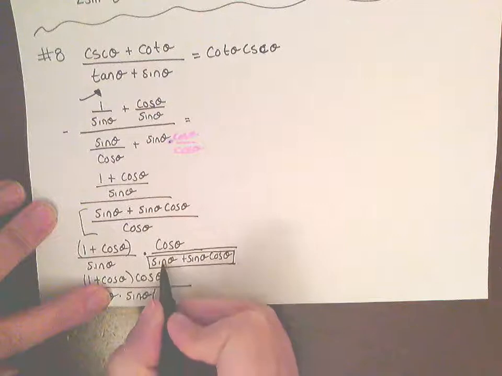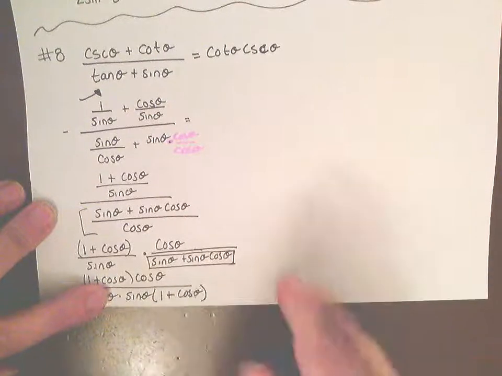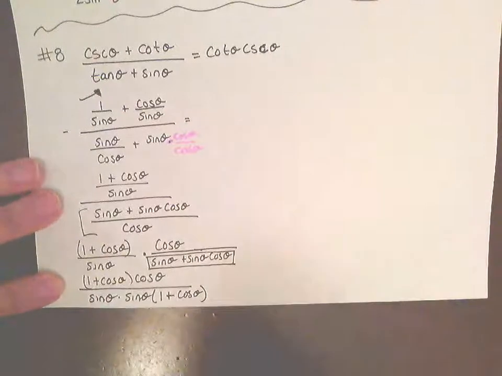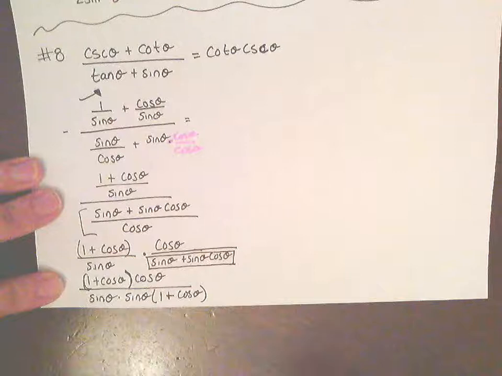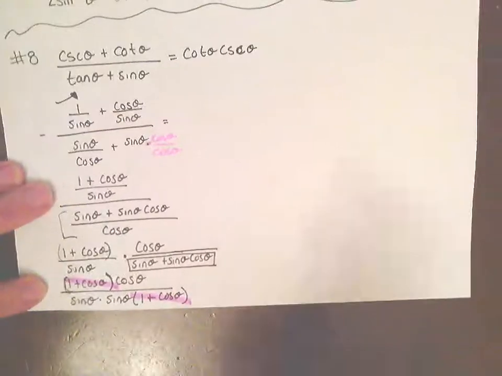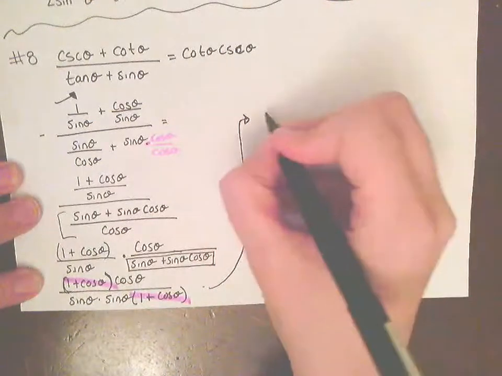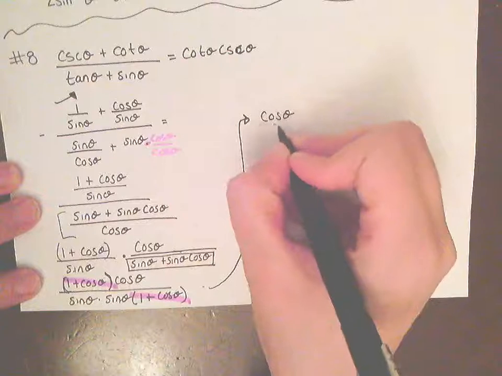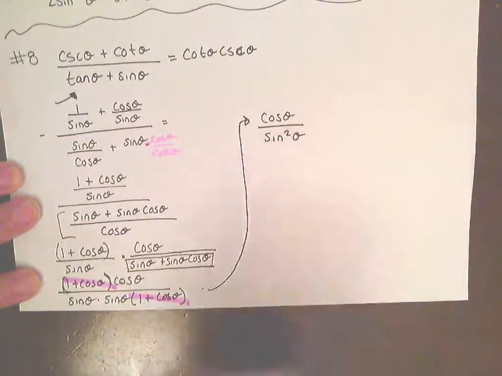And now what's left is 1 plus cosine of theta. So what do you notice? These cancel out completely. And the only reason I can cancel them out is because this whole entire thing is being multiplied by this. So I can cancel this out and cancel that out. Alright, I'm going to move up here. So now I'm left with cosine of theta over sine squared of theta.